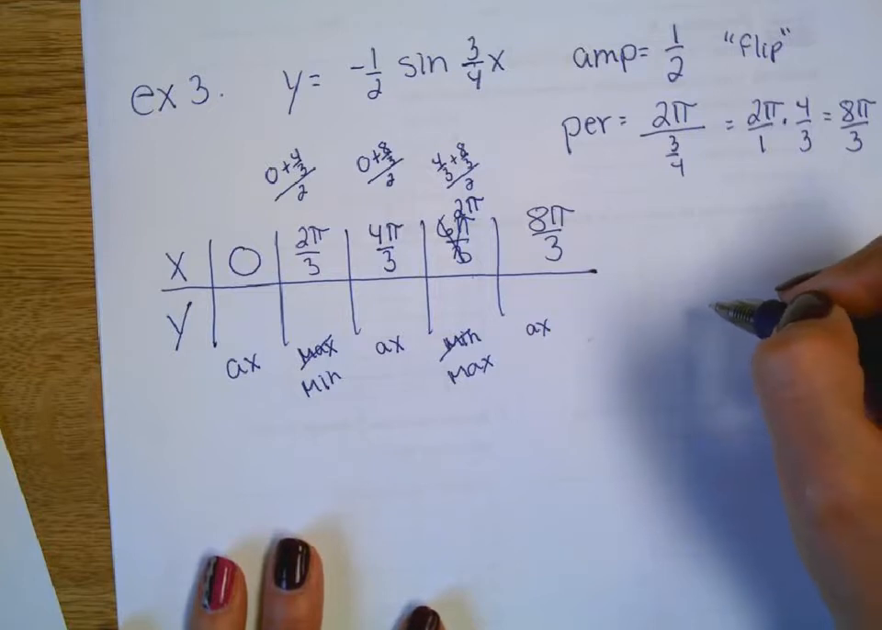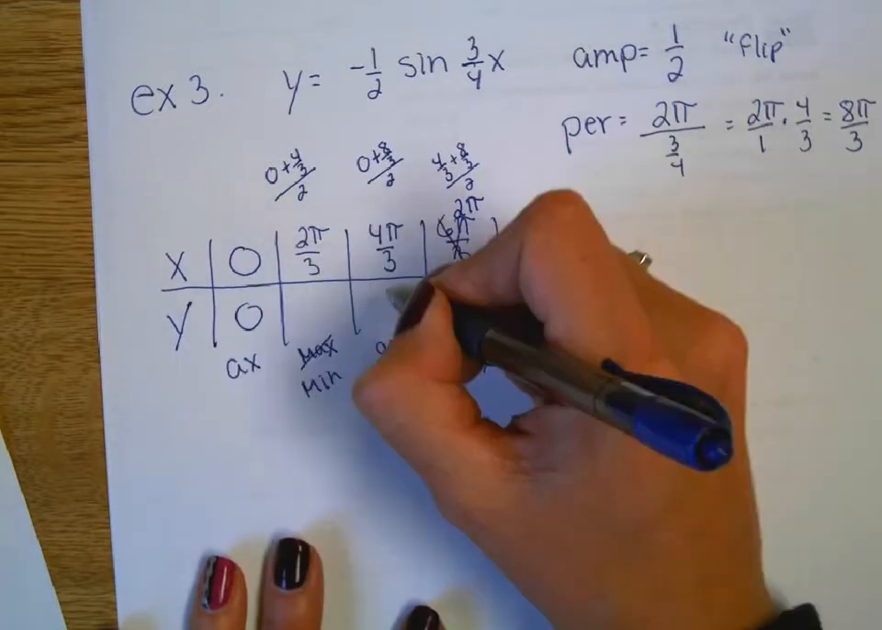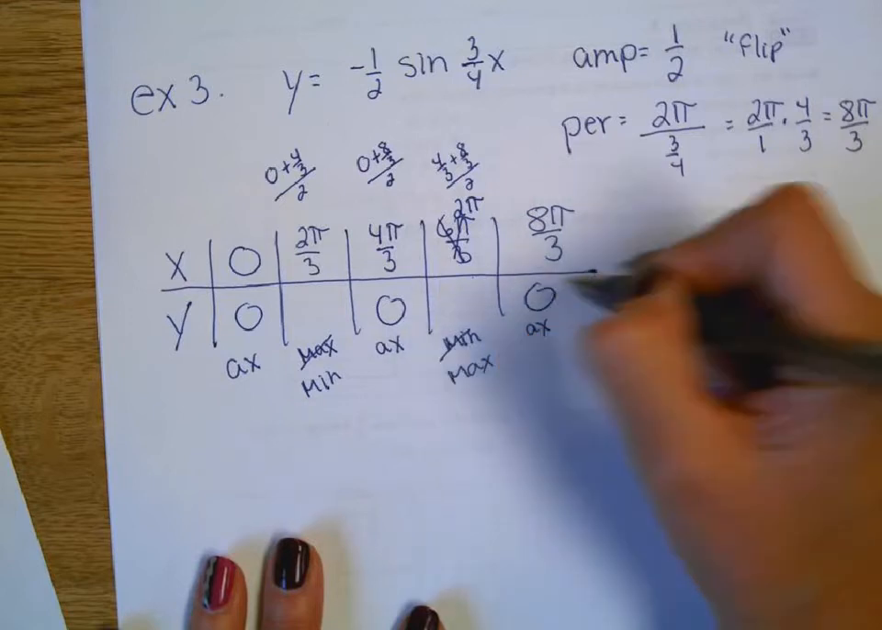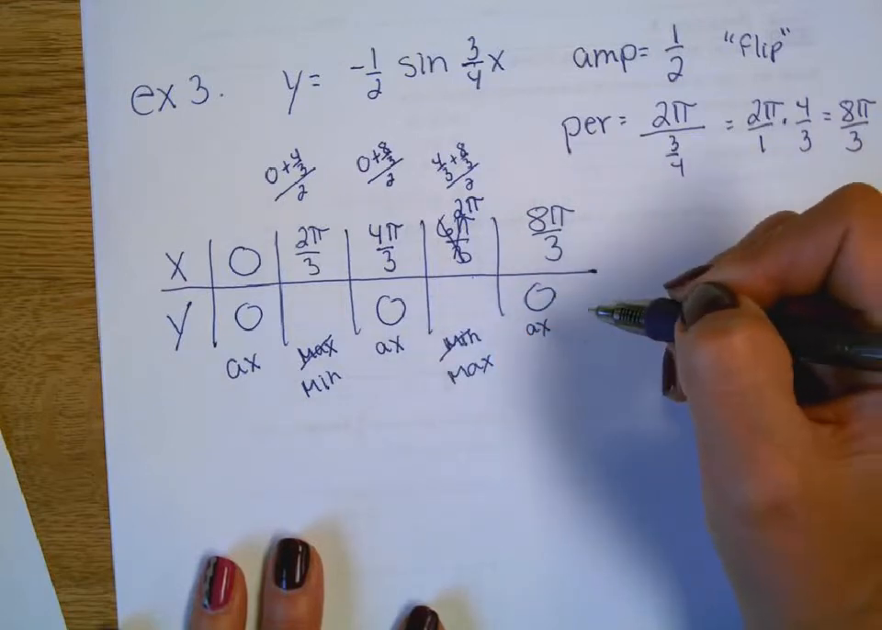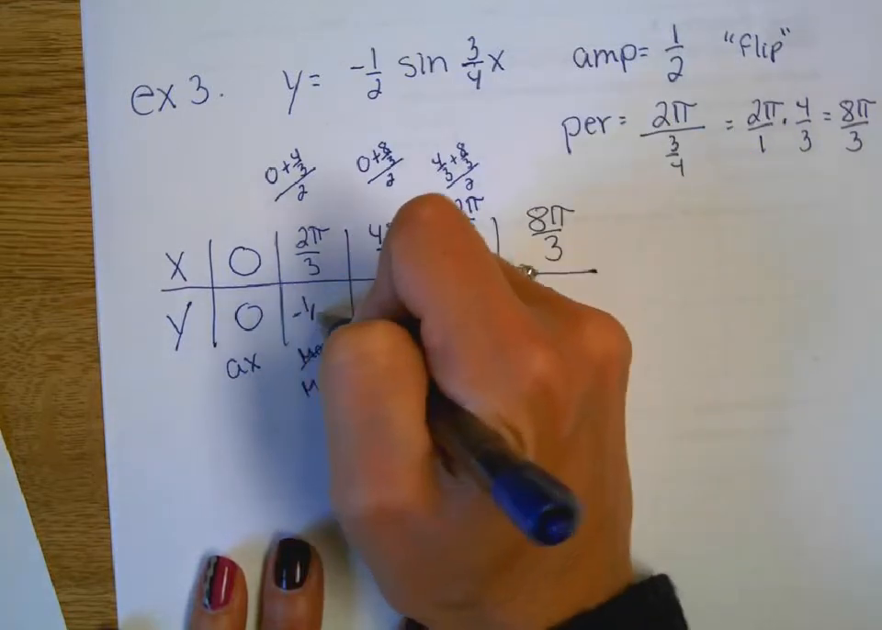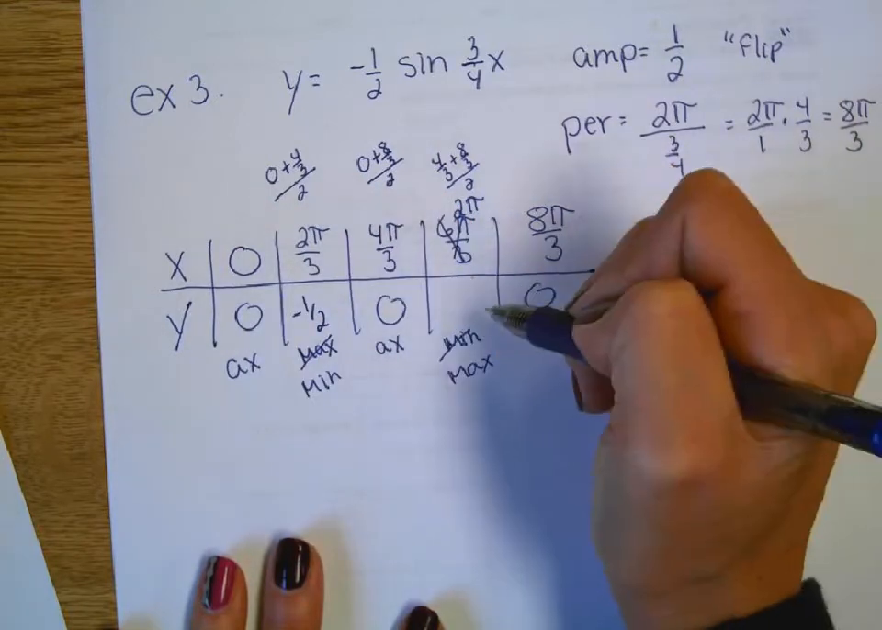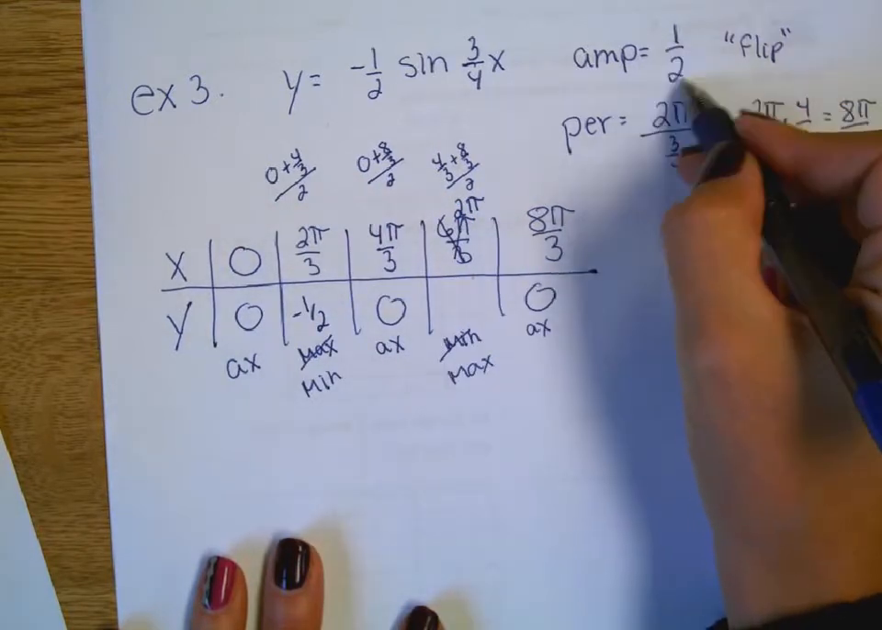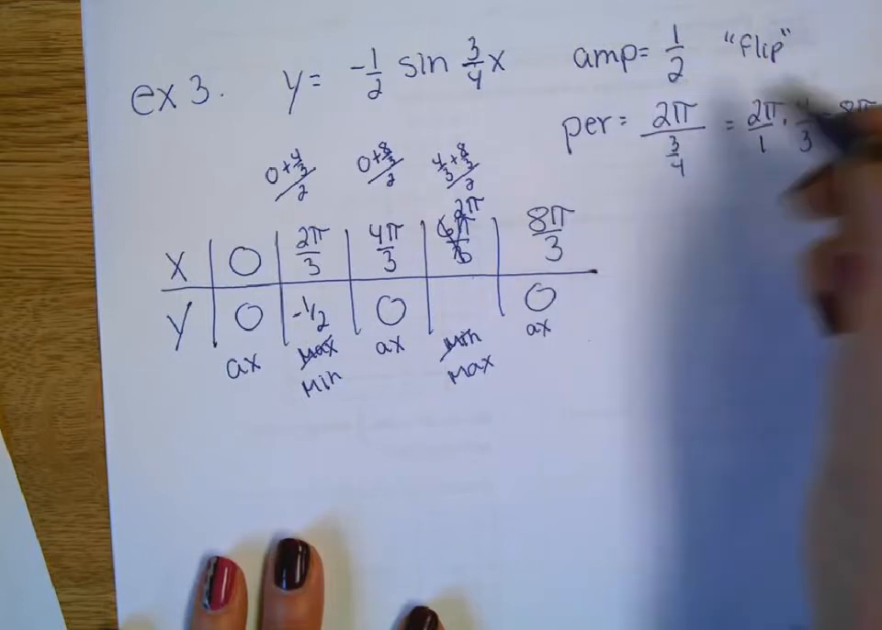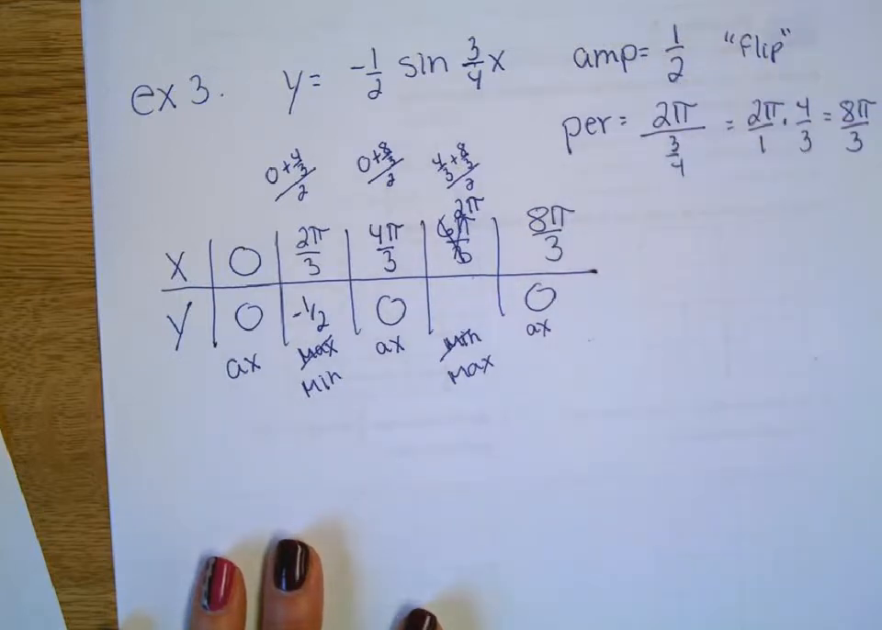Where is my axis? 0. Where's my min? Negative 1/2. Would it just be negative 2? It is negative 1/2. Amplitude is a half. Why did you say flip it over? I thought that was 2. No, flip the graph over, not the number over. Flip the graph over.